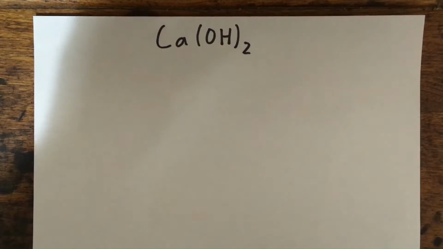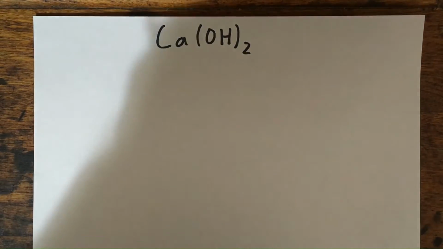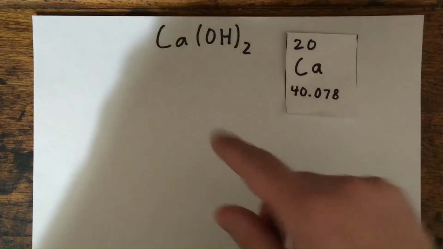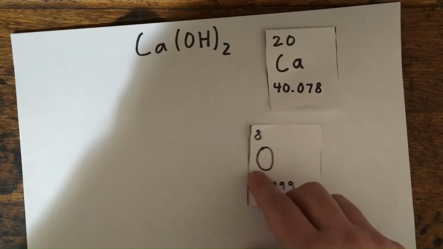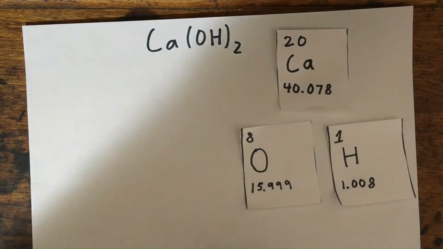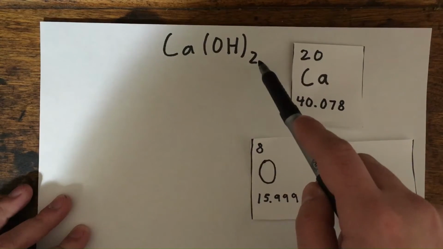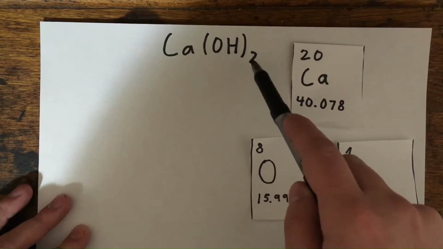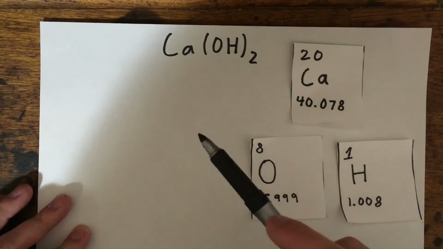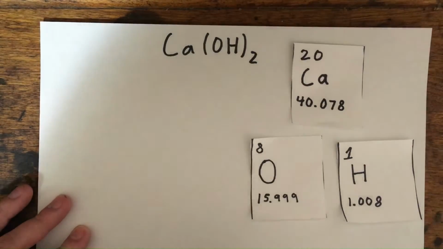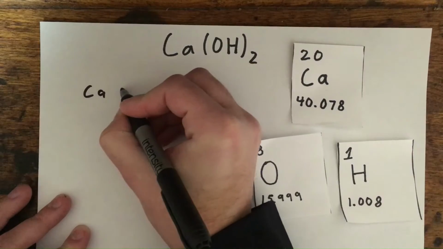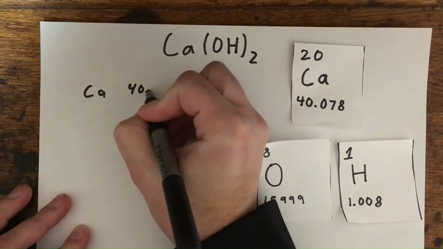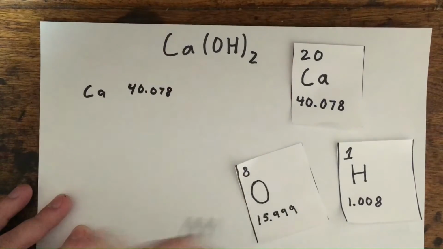Let's look at an example where we have to deal with parentheses. So let's start by identifying the elements we're working with. We have Ca, O, and H. Now, what we're going to have to do here is distribute this 2 to everything in the parentheses. So distribute the 2 to the O and to the H when we add all this together. So let's start by just writing the Ca down because that won't change. Ca is just 1, 40.078. Put this down here.